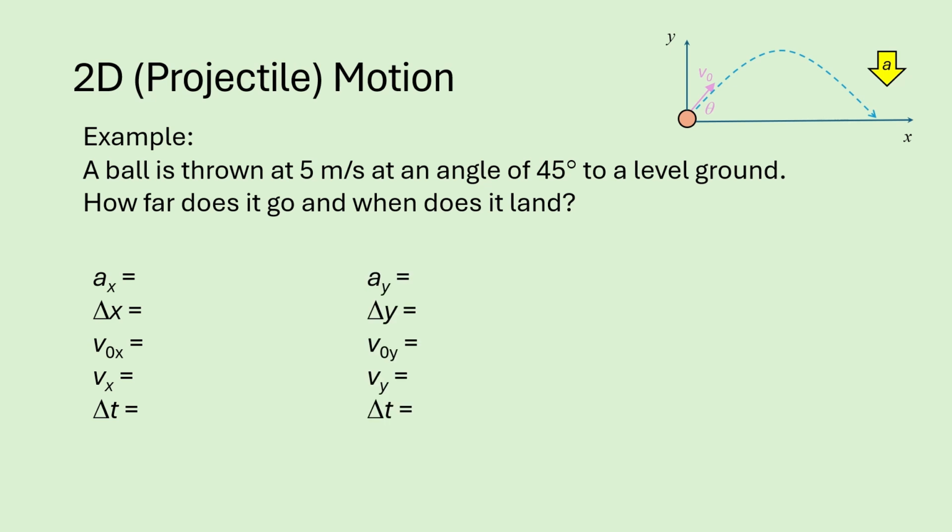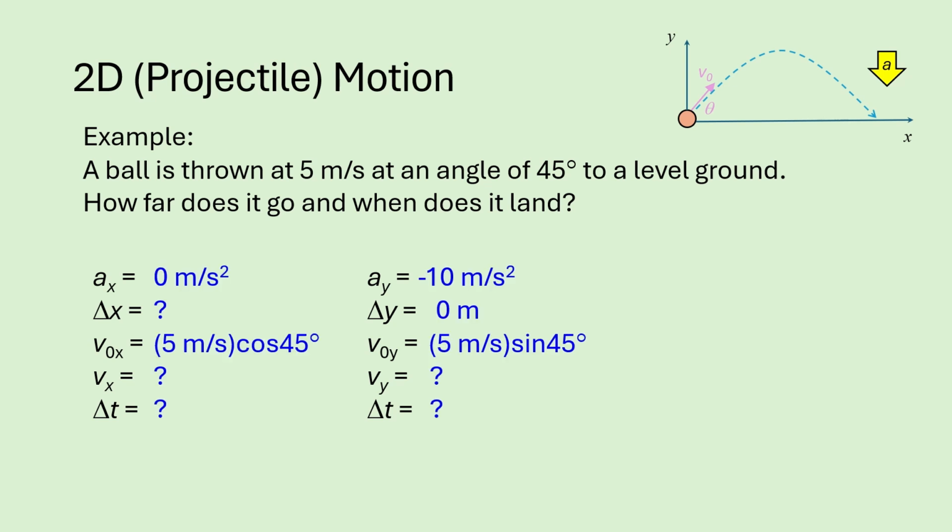We know the initial velocity, but it's only the component in each direction that counts. We also know the displacement in the y direction is 0 because the ground is level. We assume we are on the Earth's surface, so the acceleration in the y direction is 9.8 meters per second squared down, which I've rounded off to 10 meters per second squared. Just as important is realizing the acceleration in the x direction is 0.